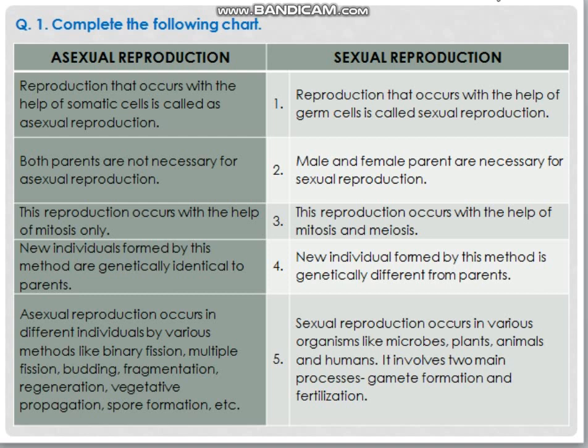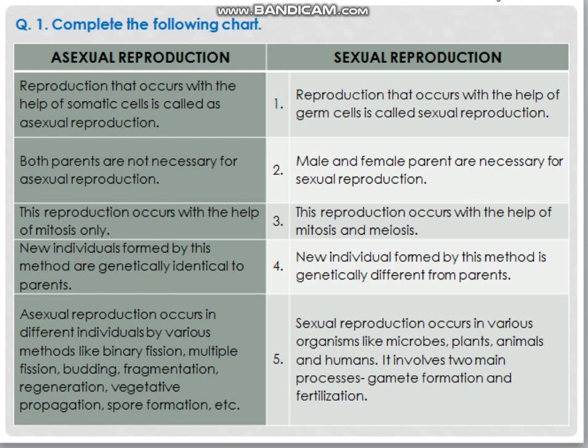Today we'll be doing the questions and answers for lesson number 3, life processes in living organisms. Here we have studied about the sexual and asexual reproduction that takes place in unicellular and multicellular organisms and in human beings and plants. So we have to answer some questions related to that given in your textbook.